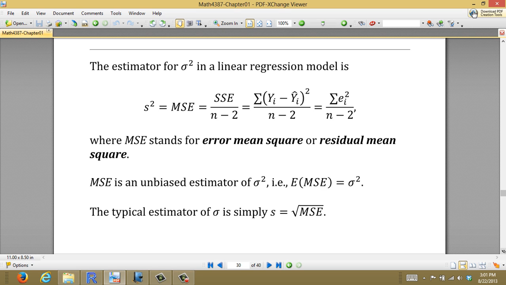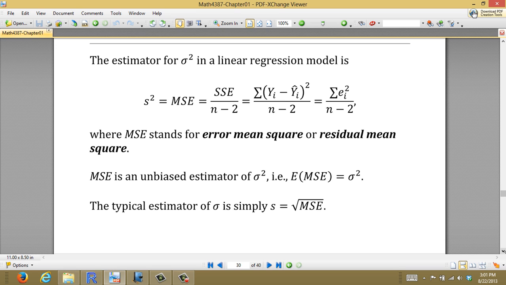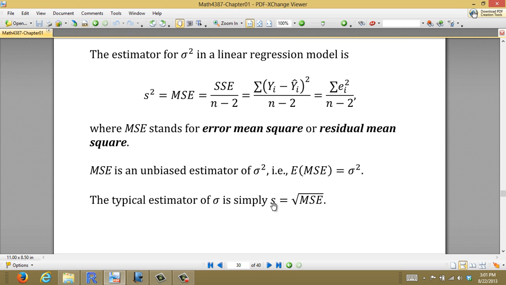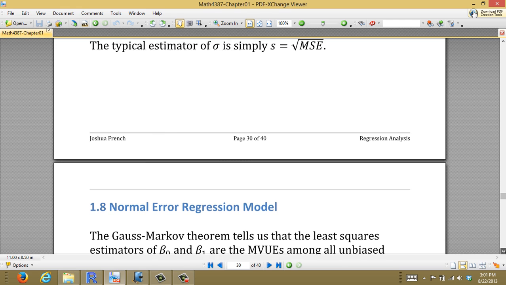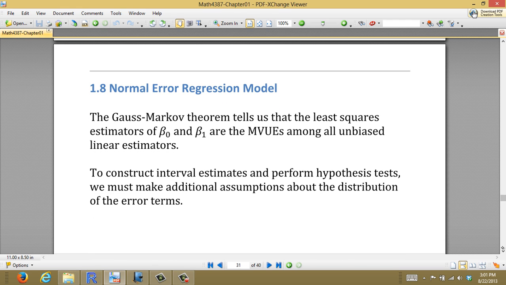And typically, if you want to estimate sigma, the typical estimator is simply denoted S, which is the square root of MSE. So you can see that S squared is equal to MSE, and that's our estimator of sigma squared. So if we want to estimate sigma, we simply take the square root and get S equal to the square root of MSE. So that's our least squares estimator of sigma squared and sigma.